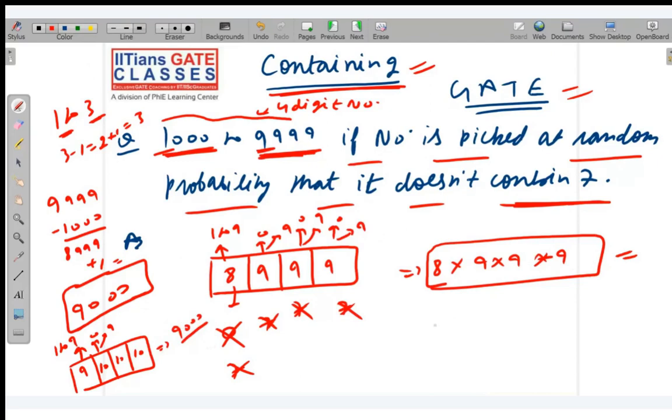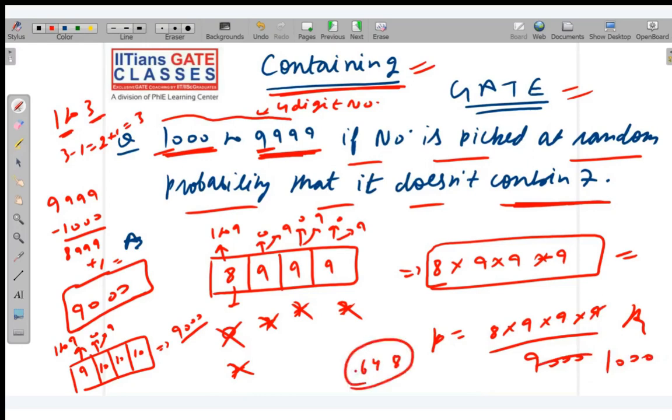Okay. So finally, what is the probability? Probability is desired upon total. So 8 into 9 into 9 into 9 divided by 9000. This is my answer. We can calculate by calculator and all, I'm not going into calculations. Anyway, it is very simple also. 9 and 9 is 81, 81 into 8 is 648. So 0.648 is the answer. Okay. Yes, please take a snapshot. I will jump to the next slide now.